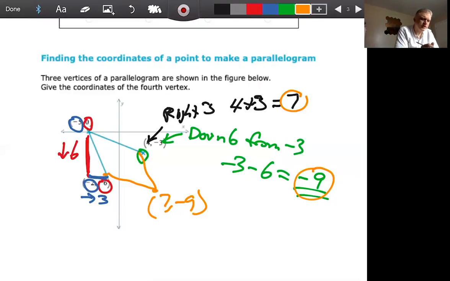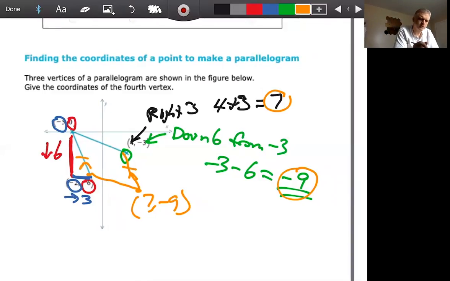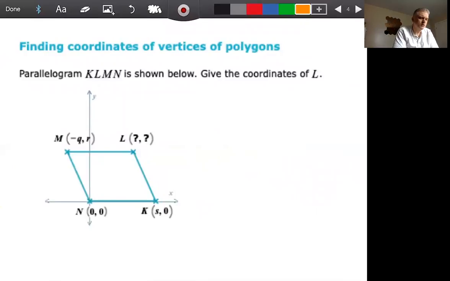Now we have 2 parallel and congruent sides, which by definition will give you a parallelogram. Okay, next question. Again, this is a parallelogram. They're telling us it's a parallelogram. We're going to have to find the coordinates of L. So we need the x coordinate and we need the y coordinate.